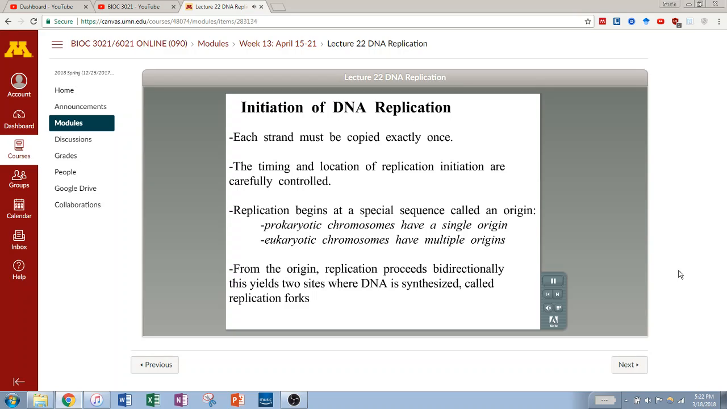The initiation of DNA replication has the following features. Each strand must be copied exactly once. The timing and location of replication initiation are carefully controlled. Replication begins at a special sequence called the origin of replication. Prokaryotic chromosomes have a single origin of replication. Eukaryotic chromosomes have multiple origins of replication. From the origin, replication proceeds bidirectionally, which yields two sites where DNA is synthesized, called replication forks.